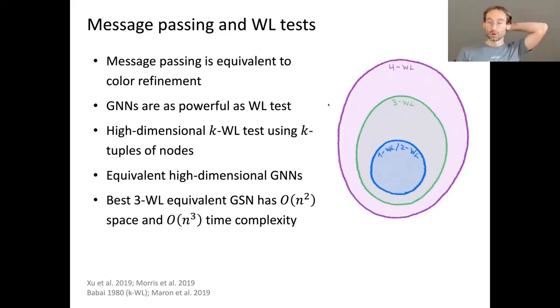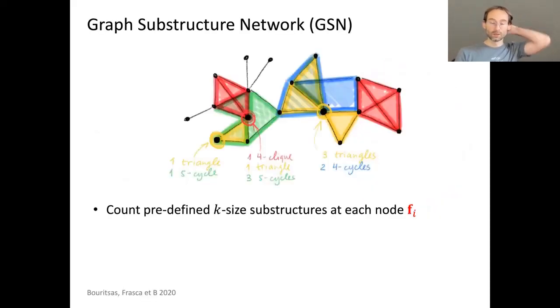So what we did, in work with my PhD student Giorgos Bouritsas and a colleague from Twitter, Fabrizio Frasca, is what we call graph substructure network, or GSN. Basically, we know that WL tests or message passing neural networks cannot detect certain structures. So let's help them. Let's pre-compute these structures. Let's count them and provide them as features of the node. So it is a kind of node encoding. So this is a positional or structural encoding.